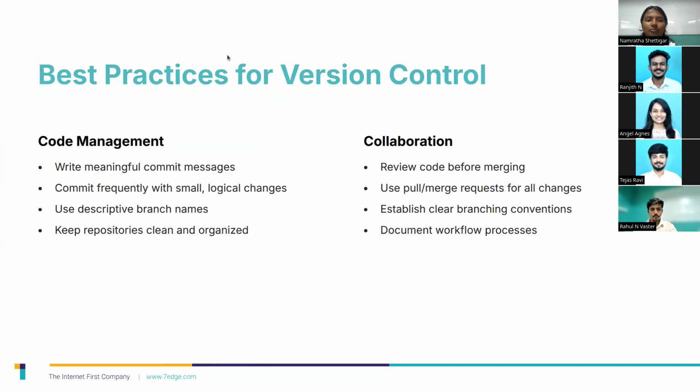There are some best practices we can follow with version control. One is writing meaningful commit messages, so that everyone can understand what we did, and having proper branch names so that we get to know what the feature is about, and also keeping the repository clean and organized, maintaining a proper folder structure so that we have standardized code and all.